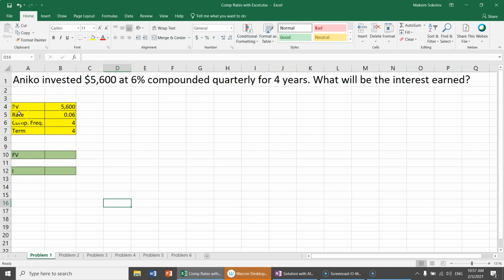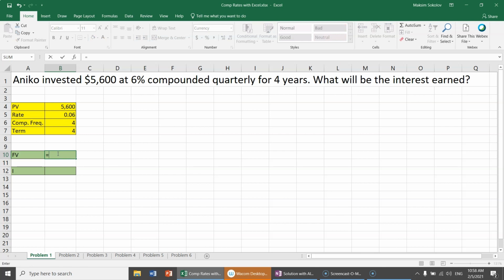In this table, here we already inputted the necessary values for our solution. The present value is 5,600. The rate is 6%. Stated as rate per 1, it is 0.06. Compounding frequency is 4 because there are 4 quarters in a year. Term is 4 years. So we'll start by finding the future value.